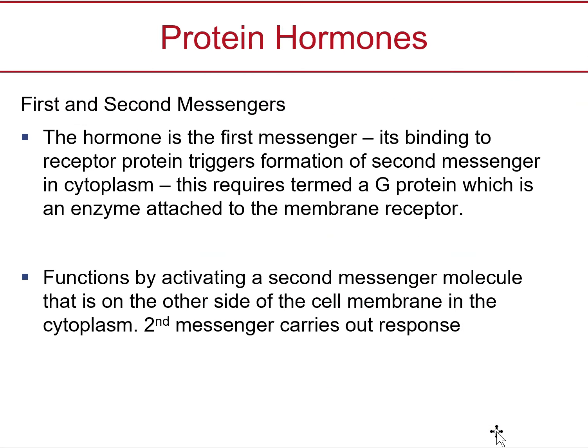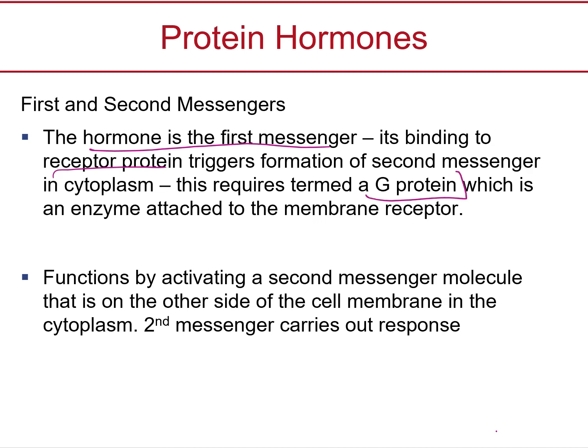So let's look at the proteins first. The protein hormones have the first and second messenger system. The hormone is the first messenger, whatever hormone we're talking about. It has to bind to a receptor protein, and that protein is in the cell membrane. Now, it requires something else. You have to have the second messenger, and you need an intermediary in between. You need something to relay the information to the second messenger. And so there's a couple of steps.